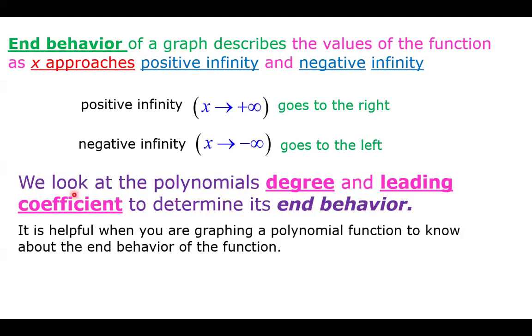When we are looking at polynomials, we're looking at their degree. So your first blank is degree and leading coefficient to determine its end behavior. Together, those are part of what's called your leading term. Your leading term, when you're in standard order, is going to be the very first term that you look at.